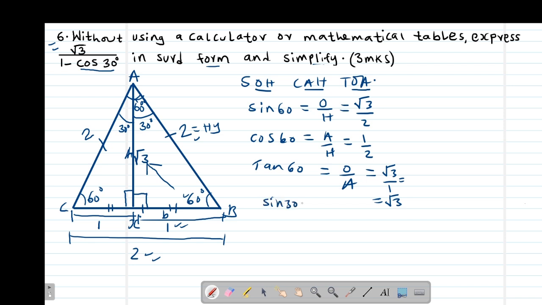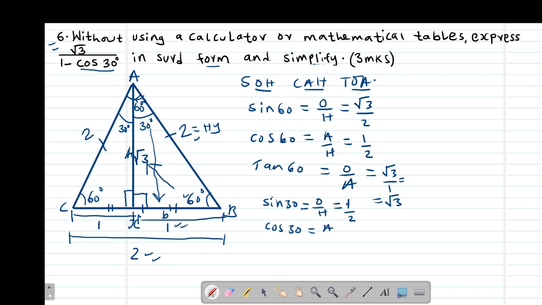So sine 30 degrees will be equal to, again, opposite over hypotenuse. If I consider 30 degrees, the side that is opposite to 30 degrees is this side here, which is 1, divided by our hypotenuse, which is 2. Then we can also find the cosine of 30 degrees.